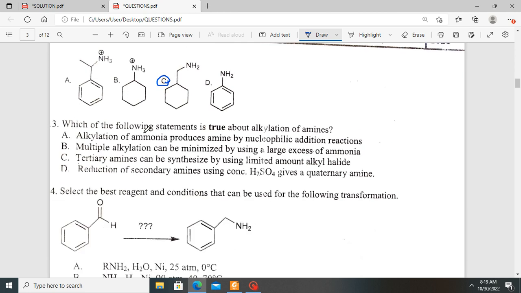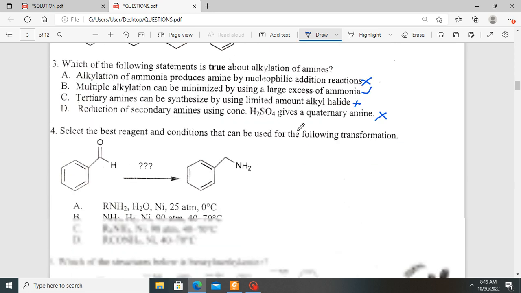Which of the following statements is true about alkylation of amine? A. Alkylation of ammonia produces amine by nucleophilic addition reaction. B. Multiple alkylation can be minimized by using a large excess of ammonia. So this one is true. Tertiary amines can be synthesized using limited. No, this one is not true. The reduction of secondary amine using this one gives it. No, this one is not true. Back to the first one, alkylation of ammonia produces amine by nucleophilic addition. No. So the correct answer, or the only true one among these four alternatives, is B.